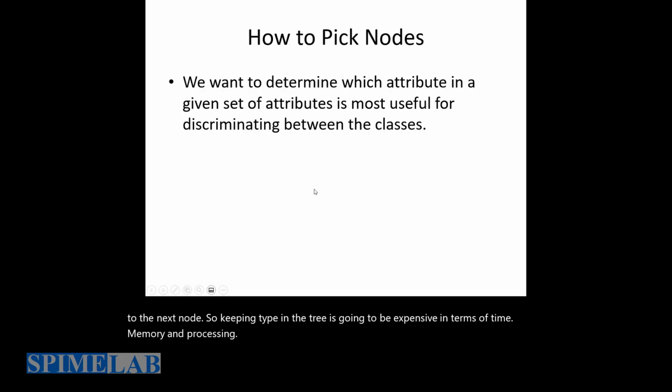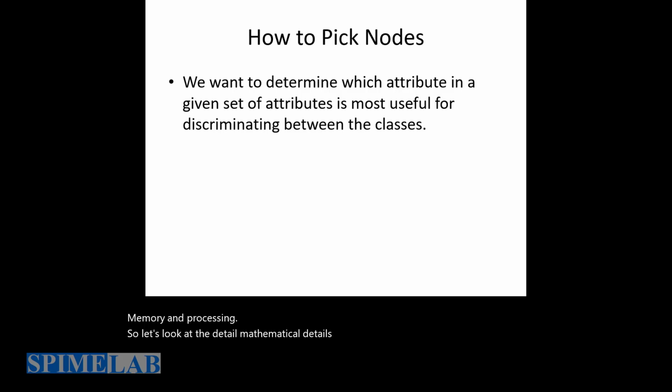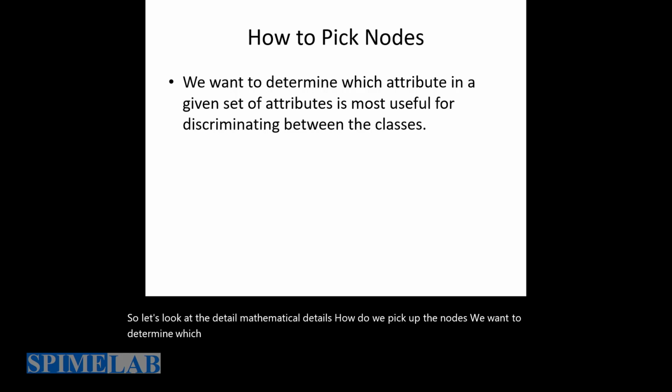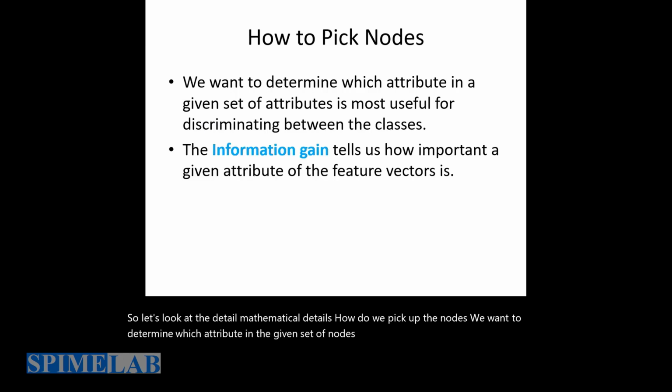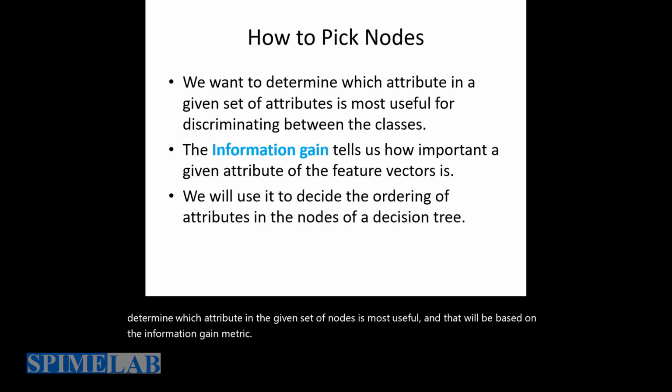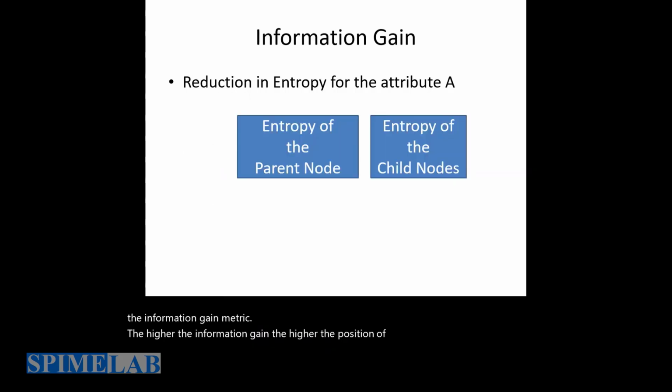So let's look at the mathematical details. How do we pick the nodes? We want to determine which attribute in the given set of nodes is most useful, and that will be based on the information gain metric. The higher the information gain, the higher the position of the node in the decision tree.